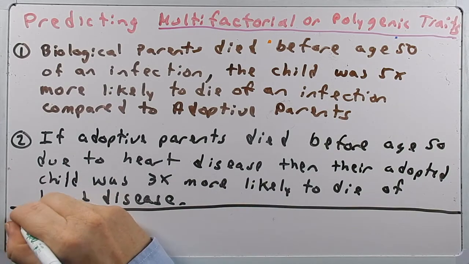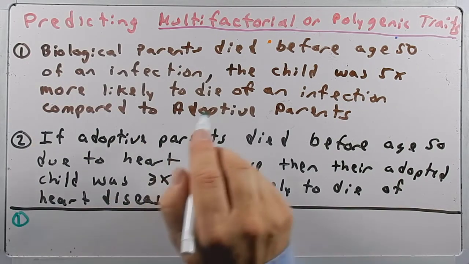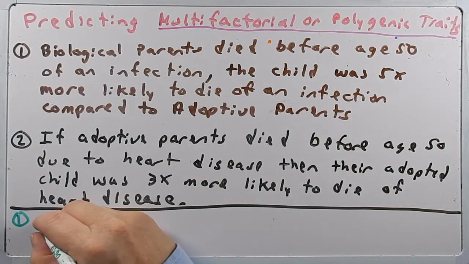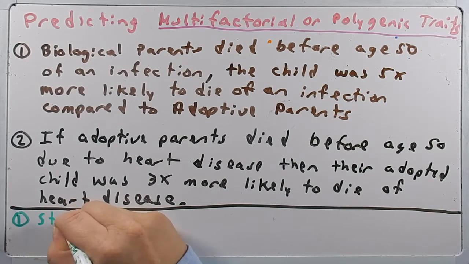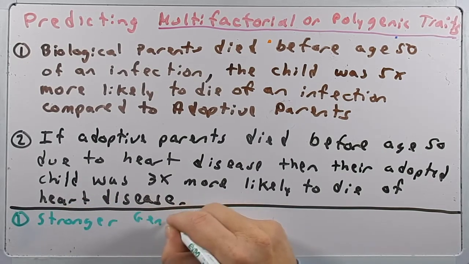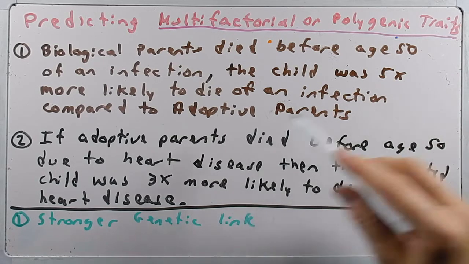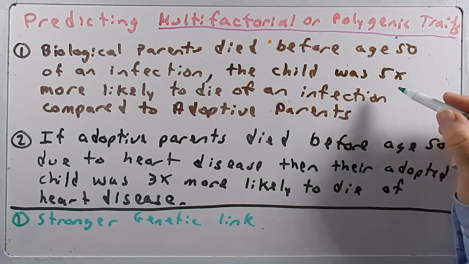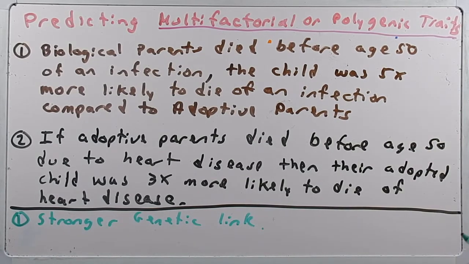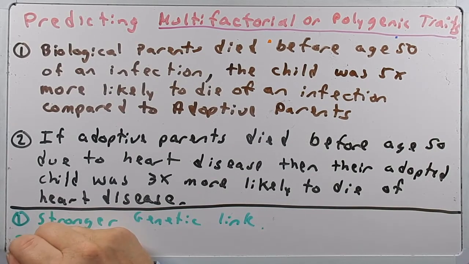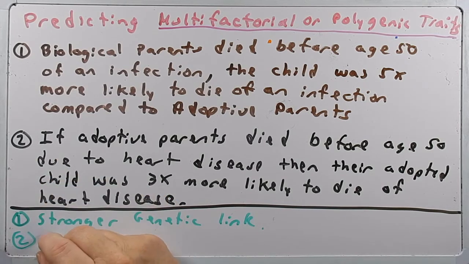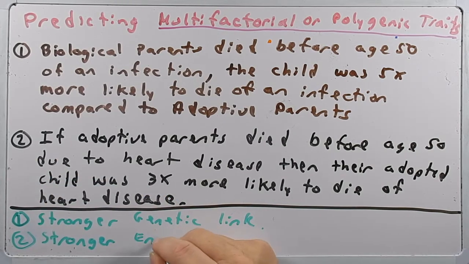The answer is that one here, the biological parents died of infection, that has a stronger genetic link, which supports other studies that have shown that there are genes that can be passed on to our children that play a role in our immune system to help fight infections. Now, it doesn't say that the environment has nothing to do with it. It's just saying a stronger genetic link. And then number 2 here, this one has a stronger environmental link.